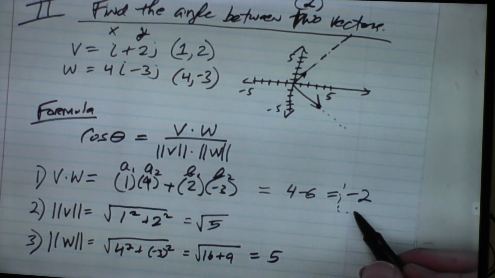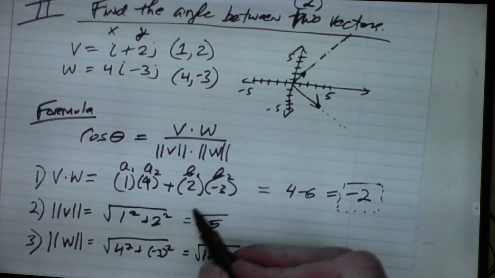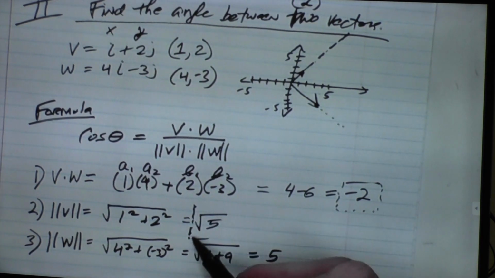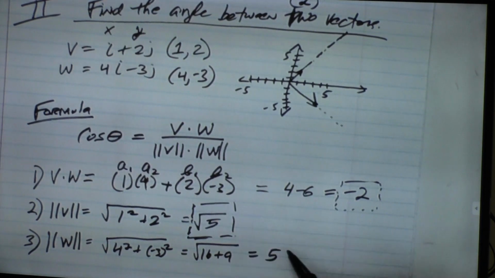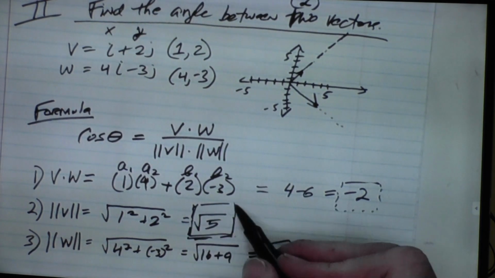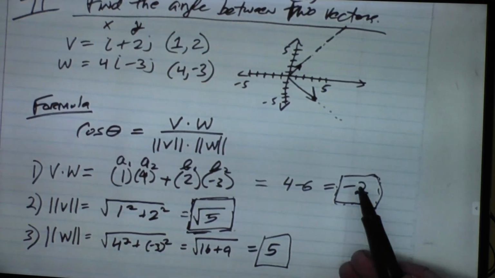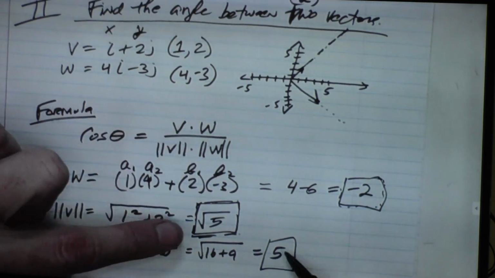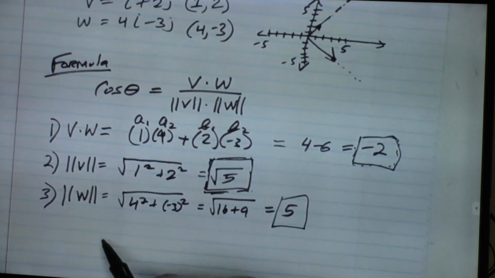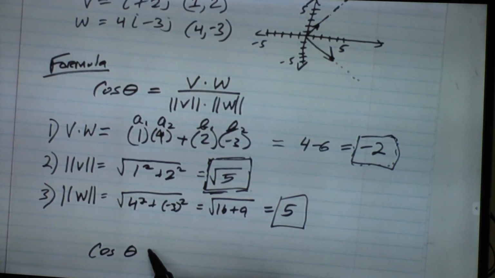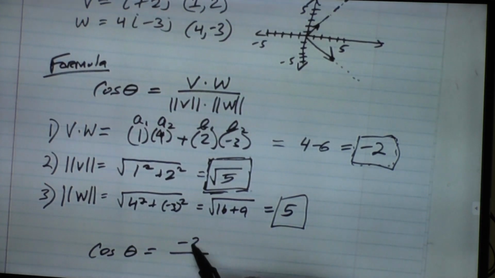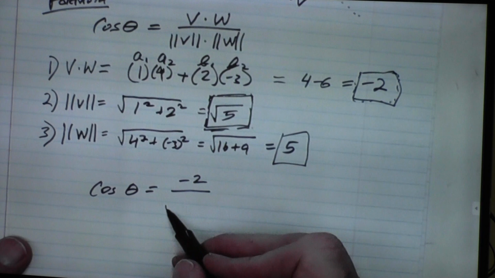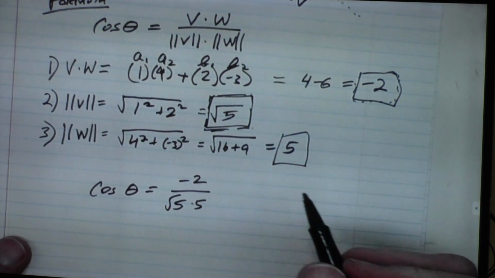So we've just identified v times w, the magnitude. I guess I'll do longer dashes for them here, because I'll just go ahead and do boxes. Identify it. So that's the result up here, and then these two on the bottom. So now let's do that. Cosine of theta is equal to negative 2 over square root of 5 times 5.